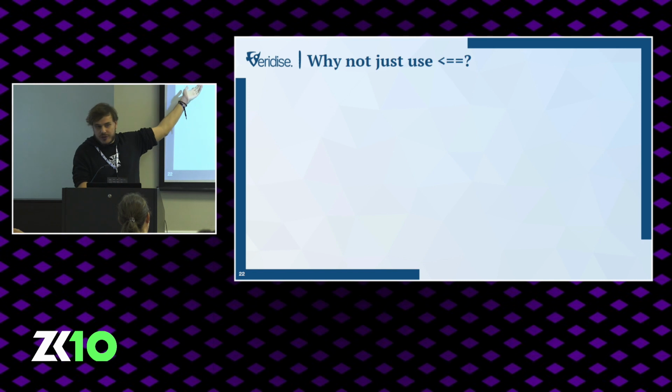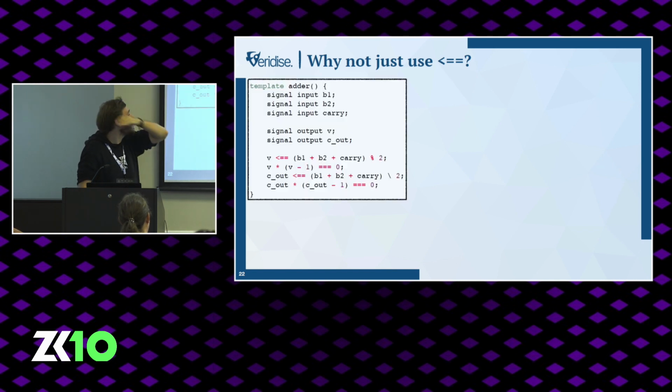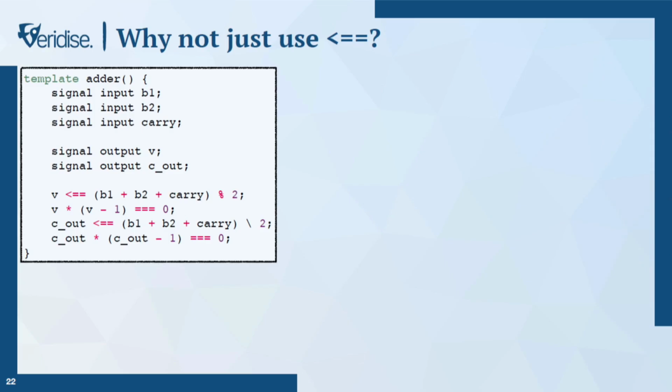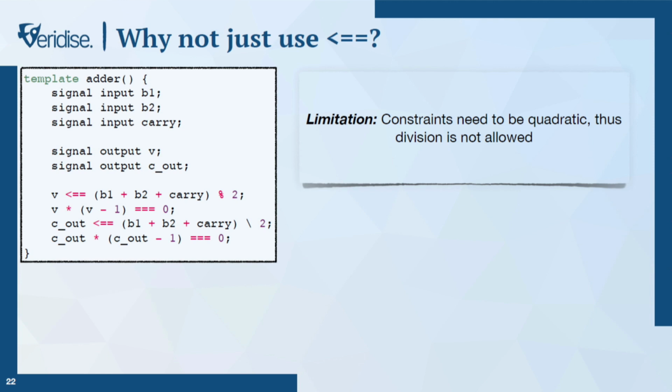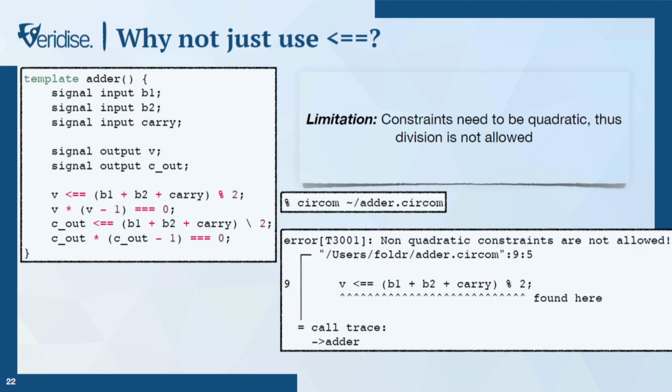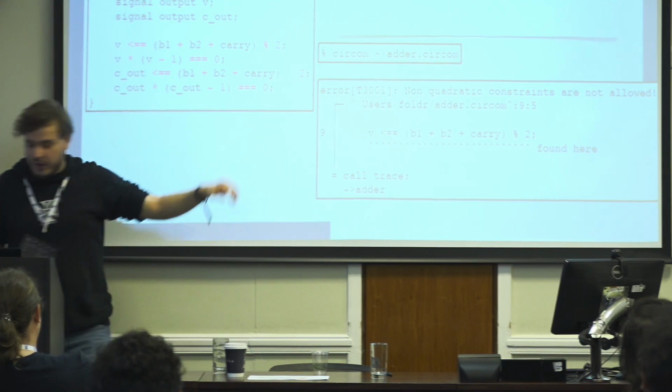So why not just use the double arrow? We already talked a little bit about this. In this case, for the carry, we have an addition here. That's easy to spot. But this is a modulo operation, so you know it's also an addition, but we just take the remainder. So the constraints need to be quadratic, and the compiler actually detects all this. So you can see, the double arrow is not allowed, so you cannot compile this.